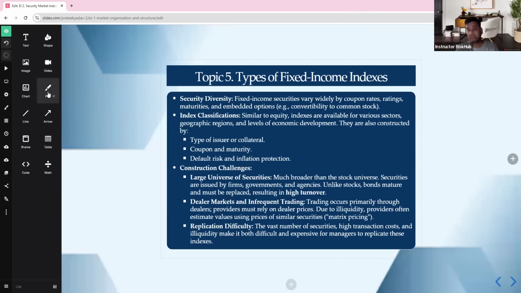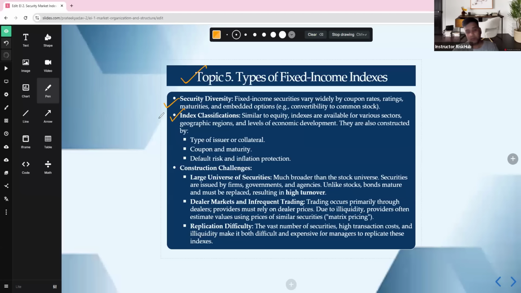Next is the type of fixed income indexes. The core idea is these are much more complex than your equity indices because there is a huge diversity of bonds, different maturity, your coupon, your credit rating, your embedded option. Classification is a problem. Indexes can be built on your issuer, which can be government and corporate, your maturity, short or long, credit quality, triple A or junk, inflation linked. The construction challenges are there.